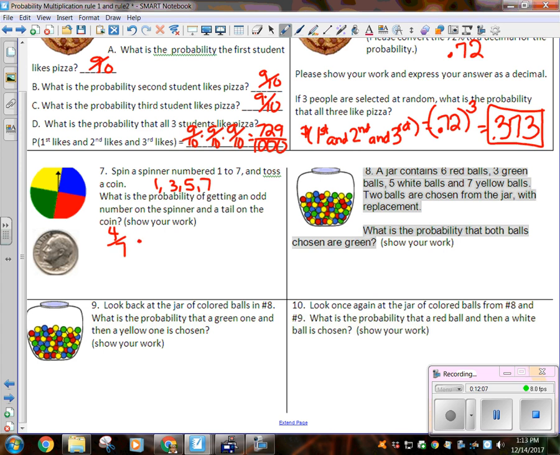All right, times. Now the second one has got to be what? Tails. How would you get tails? What's your chances of getting tails? 1 out of 2. And your answer is 4 out of 14, but it does need to be reduced to 2/7.